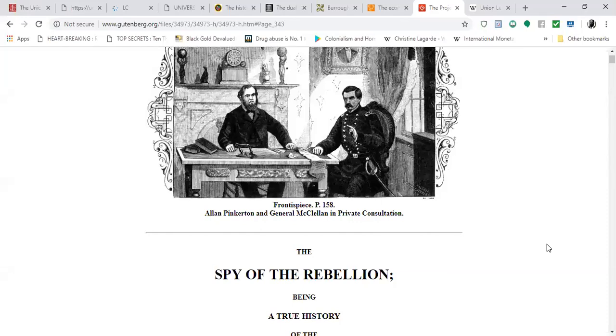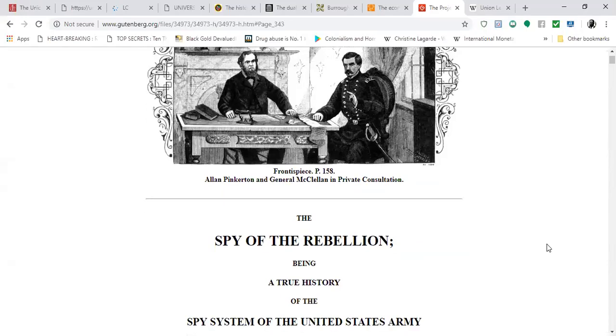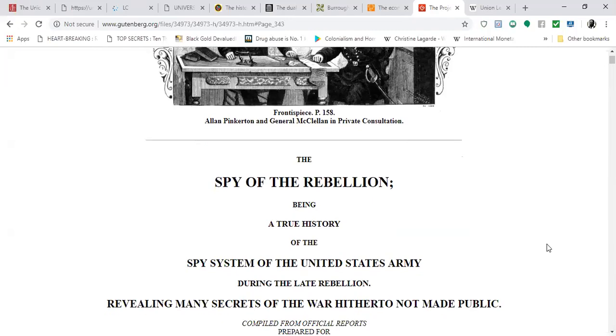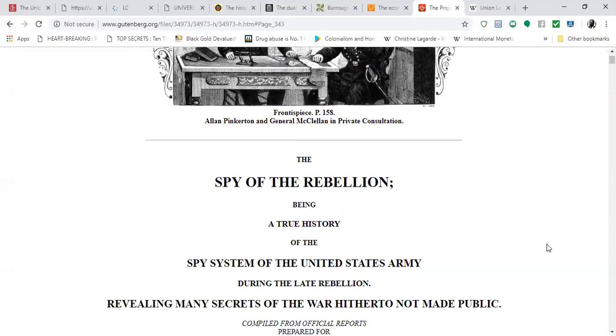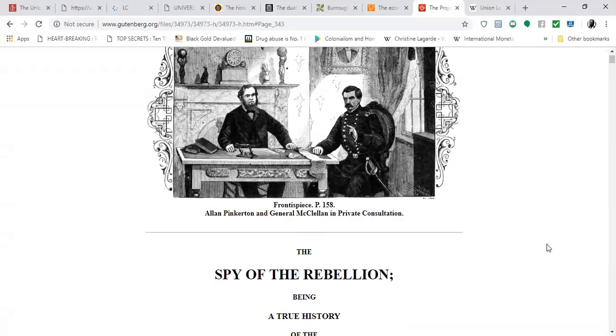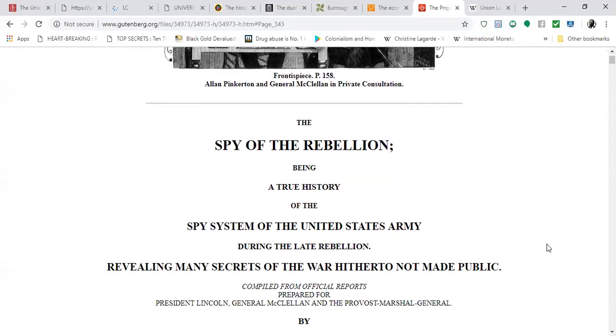All right, now this is from the book Spies of the Rebellion, being a true history of the spies of the United States Army during the late rebellion, revealing many secrets of the war, heretofore not made public. You know what I'm saying? So this is written by Allan Pinkerton, and you know that he was the first Secret Service agent. You could say he was guarding Lincoln. He was the first Secret Service agent. So he commanded the spies and all that stuff that was going on. Secret Service, CIA, he was the first. So let's read into this. I'm gonna read a short chapter out of this to let y'all know what was going on.